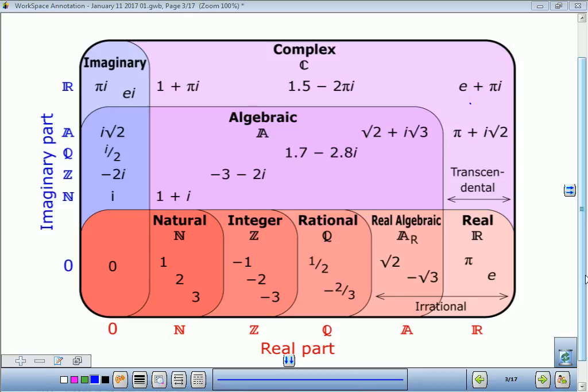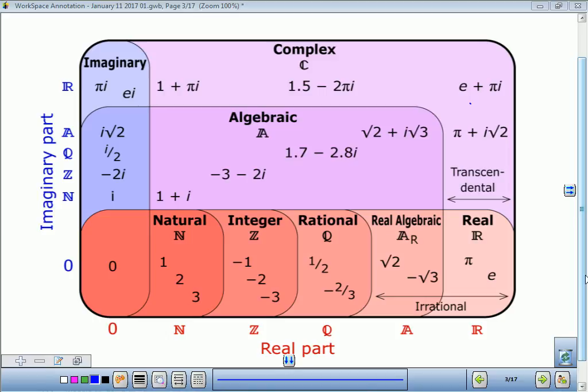Algebraic numbers are just numbers that are a result of solving something algebraically. You ought to recognize natural numbers, and when you put the natural numbers with 0, what's your number set? Not natural, just the whole numbers. And then integers, rational. You don't have to do real algebraic versus algebraic, and real.